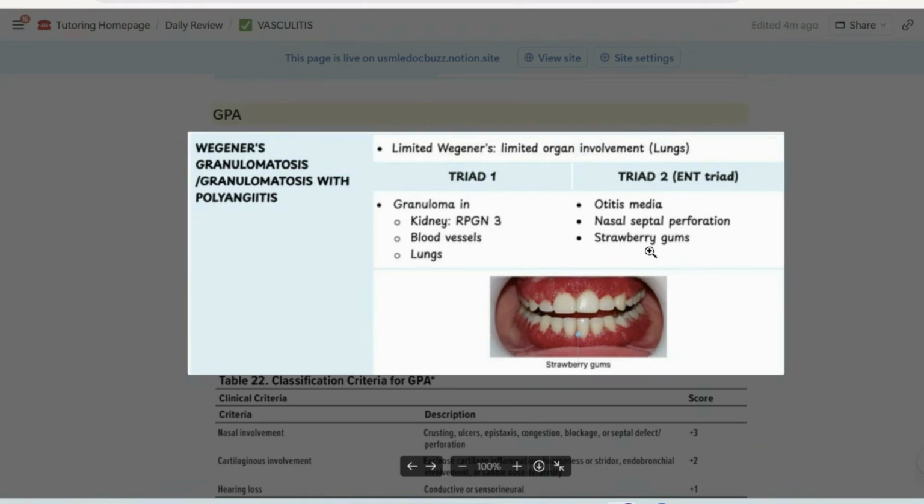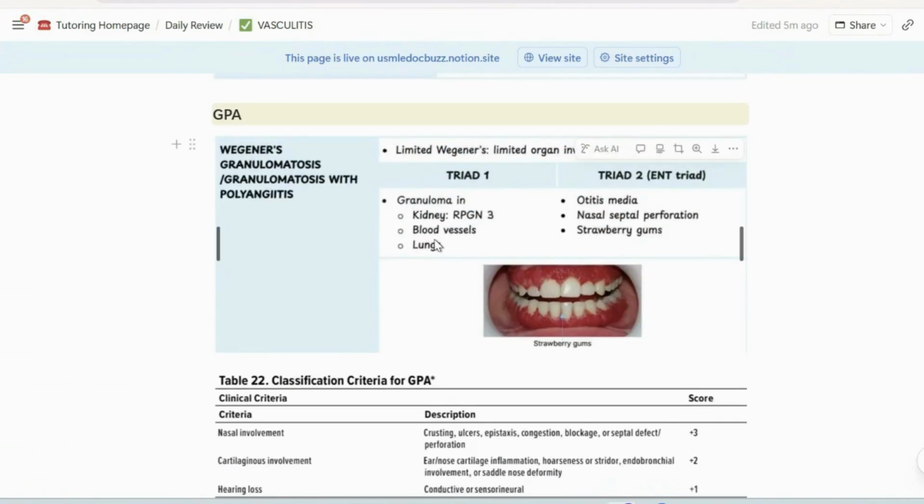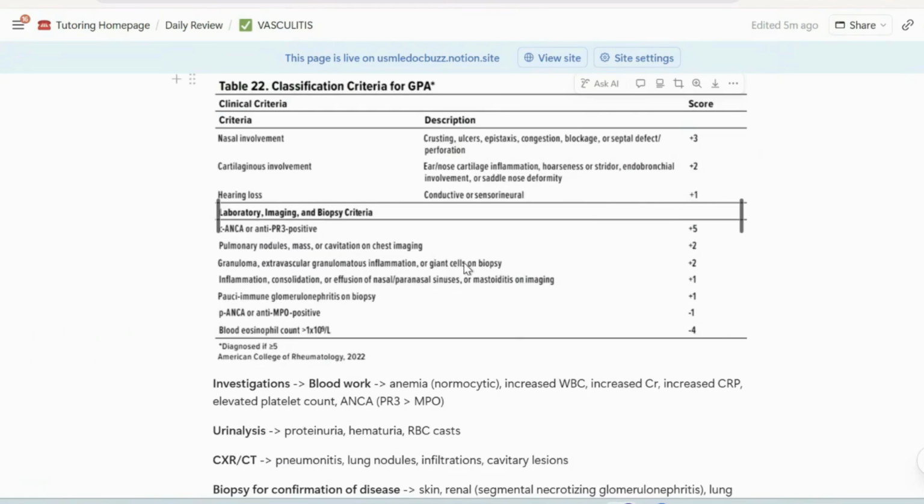Okay, and as you see here, strawberry gums. Okay, so if they're giving you any of these upper respiratory type of symptoms, then you are ready with the GPA diagnosis. Okay, so just to review, granulomatosis with polyangiitis, right?